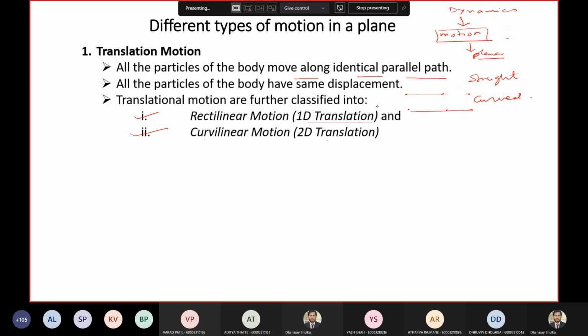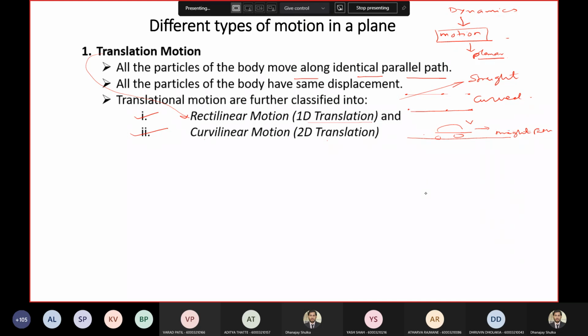When the body follows a straight path, for example, if you have a car moving on a straight road with a certain velocity, it is exactly following a straight path. That's why this motion is translational, but following a straight path. That's why it is a translational motion of rectilinear type, that is 1D translation.